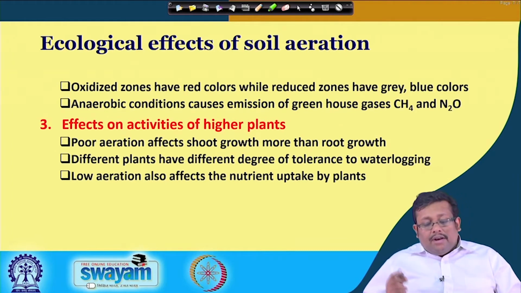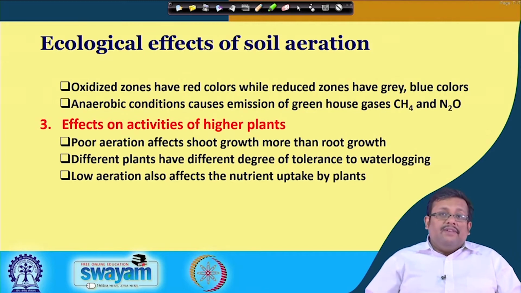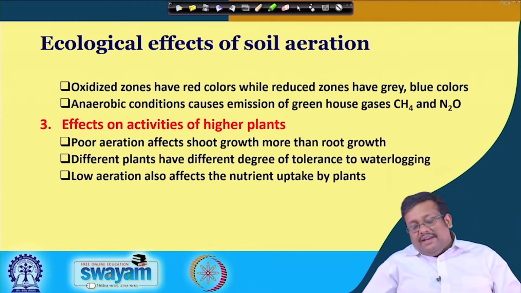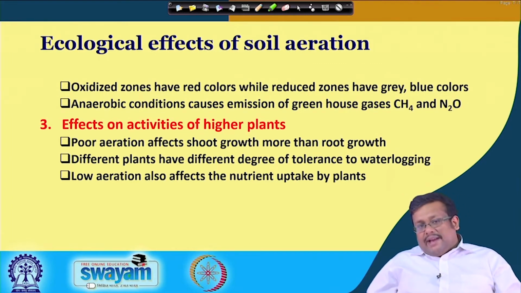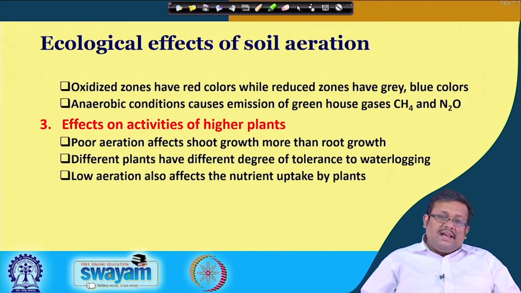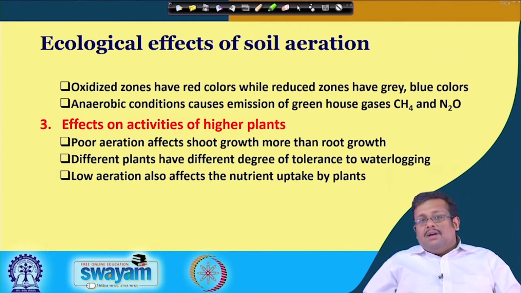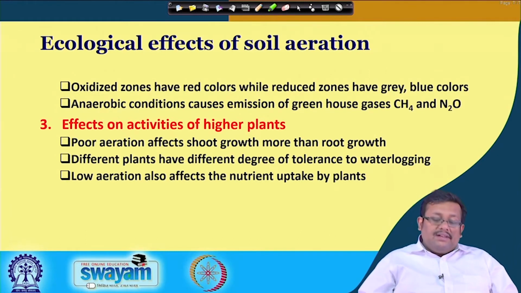And effects on activities of higher plants: remember that poor aeration affects shoot growth more than the root growth, but different plants have different degrees of tolerance to waterlogging, because as you can see in the rice field, rice can withstand a waterlogging condition, whereas most of the field crops cannot withstand waterlogging condition, and also low aeration affects the nutrient uptake by the plants.